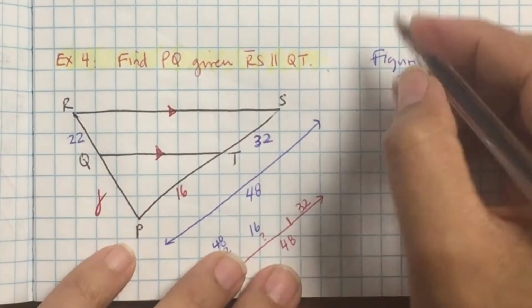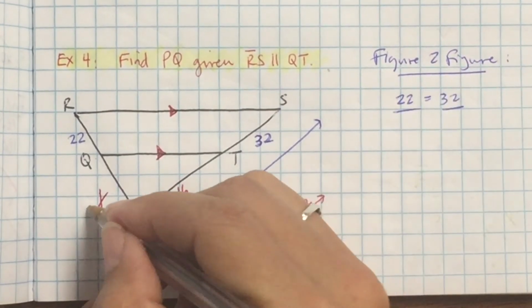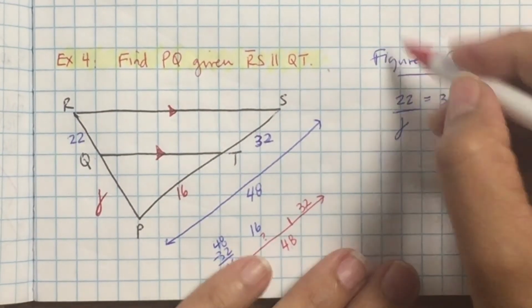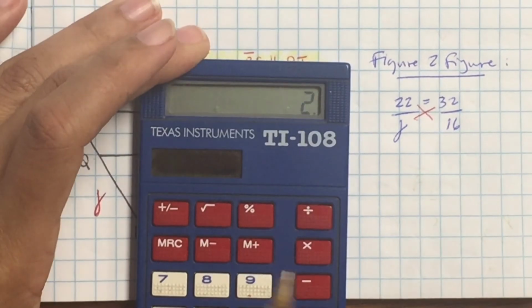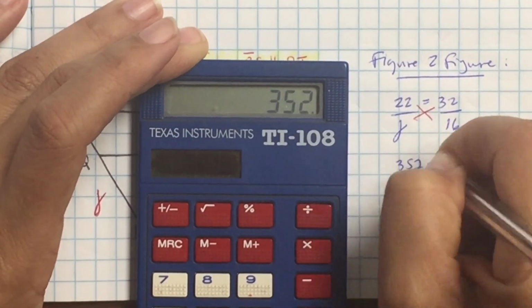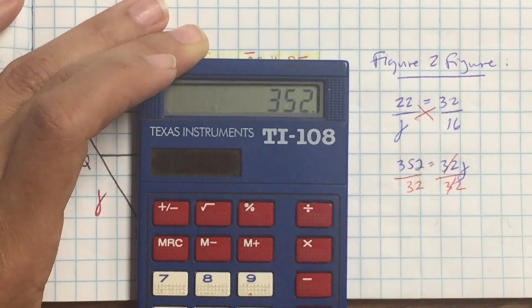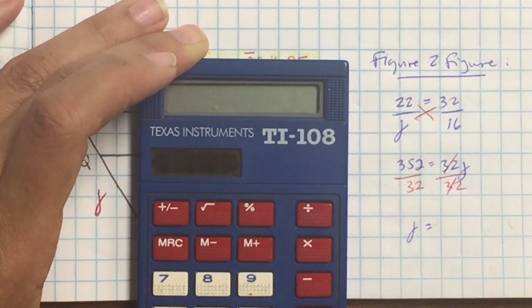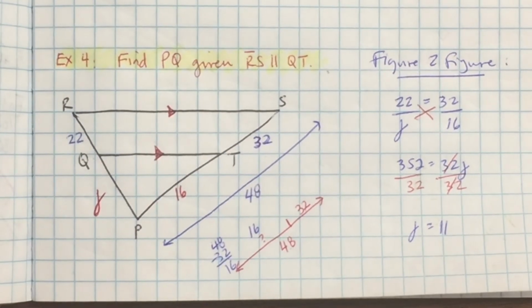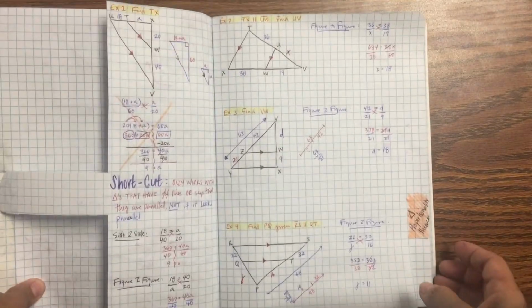So small to small, 22 to 32 over J to 16. Big to big. Cross multiply and divide. 352 equals 32J. Divide both sides by 32. J is equal to 11. And that's all there is. So this is just a shortcut. You can still do it the old way, but this is so much faster. It only works for parallel lines. Let's practice.